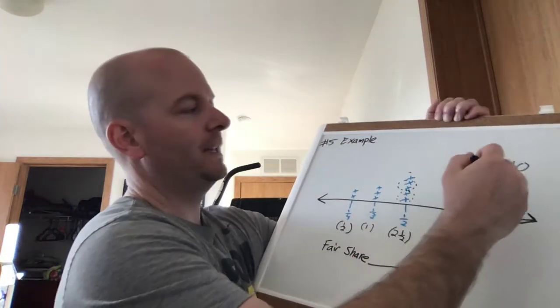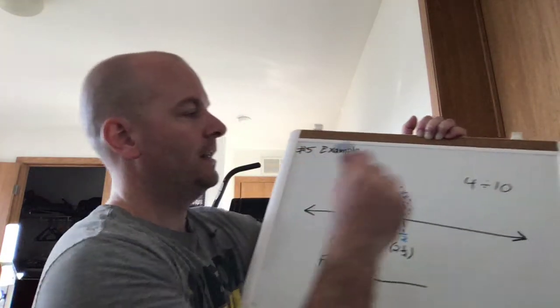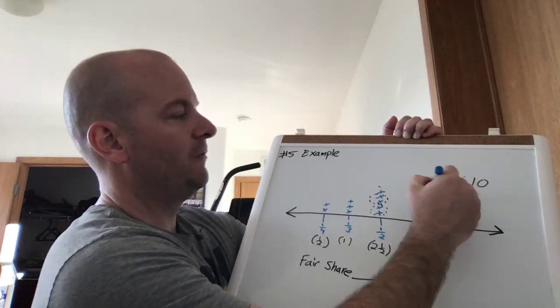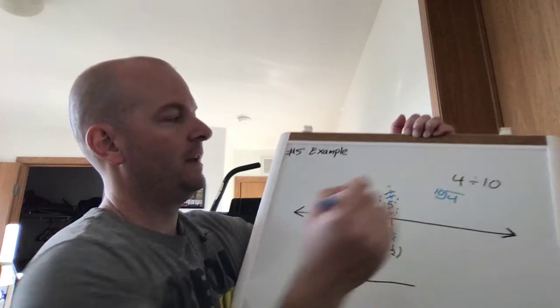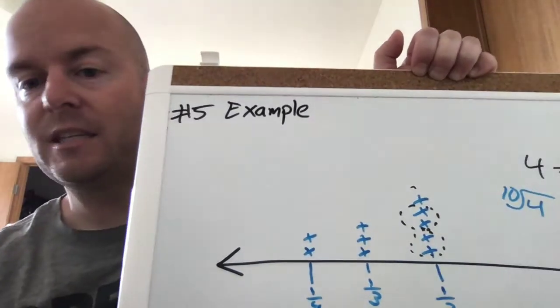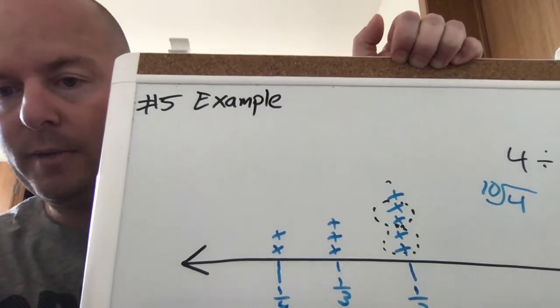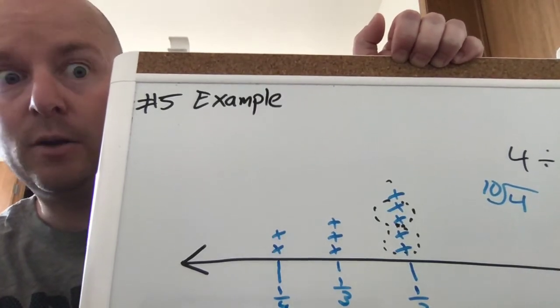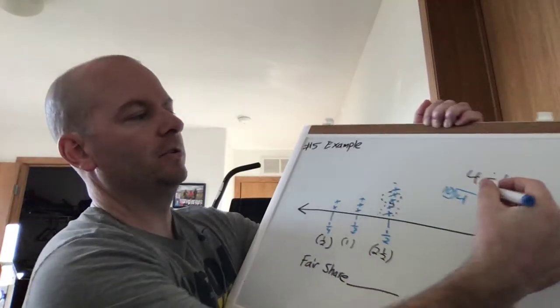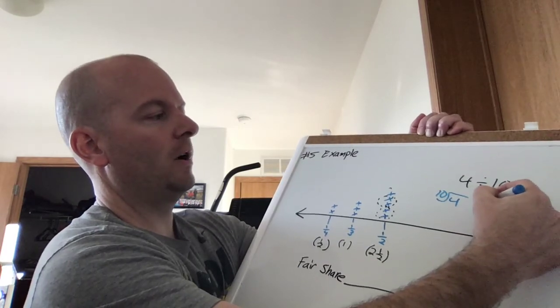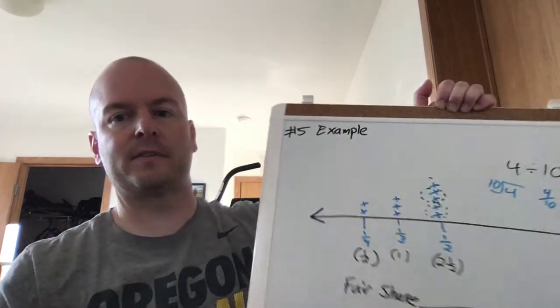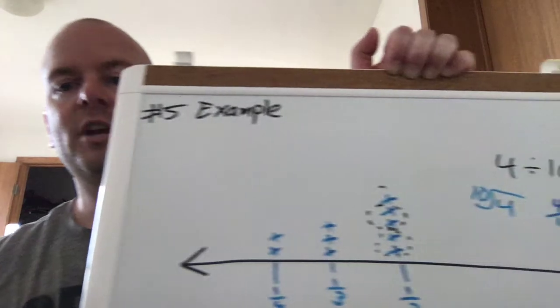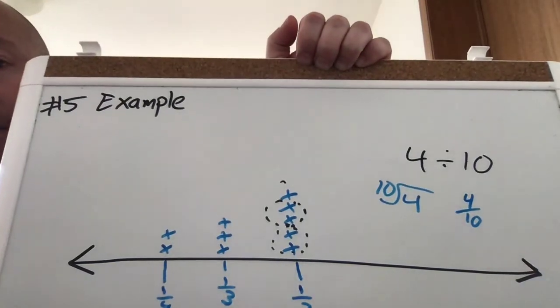Now I'm going to write it like this. So that's actually 4 divided by 10. Now some of you right now, your heads are like, oh my gosh, what does that mean? That's a great question. What that amounts to is 4 tenths. We're trying to get to our fair share. So right now we're at 4 tenths.